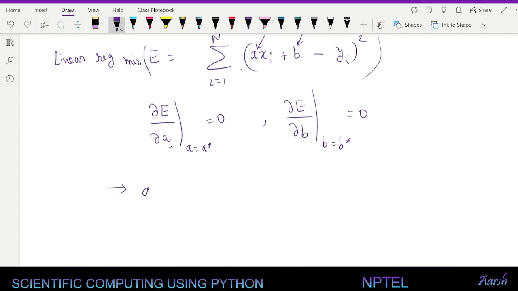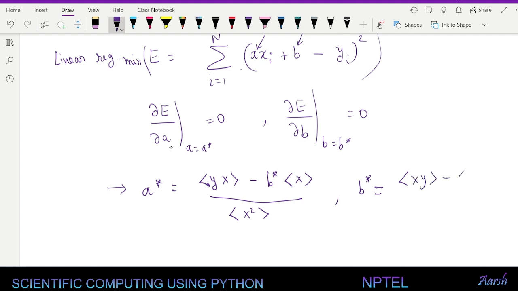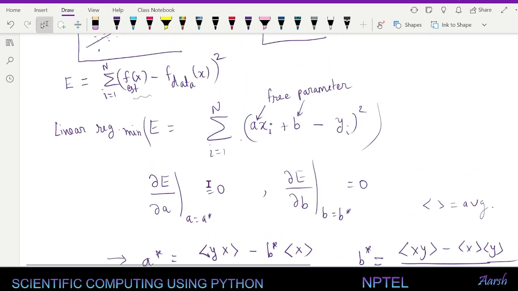But the answer is that a star is the average of xy minus b star times the average of x, divided by the average of x squared. And this is in terms of b star, but b star can be written down as the average of xy minus the average of x times the average of y, divided by the average of x squared minus the square of the average of x. This is the variance. And probably you have seen this.